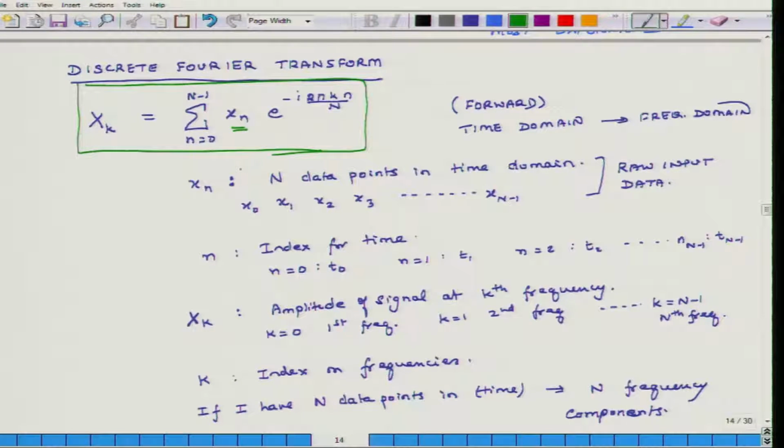So, initially I calculate this coefficient x for the 0th frequency when k is equal to 0, then for the first frequency when k is equal to 1, and so on and so forth. In this way, step by step I calculate x0, x1, x2, x3 till xn minus 1, and I get these coefficients x for n different frequencies.